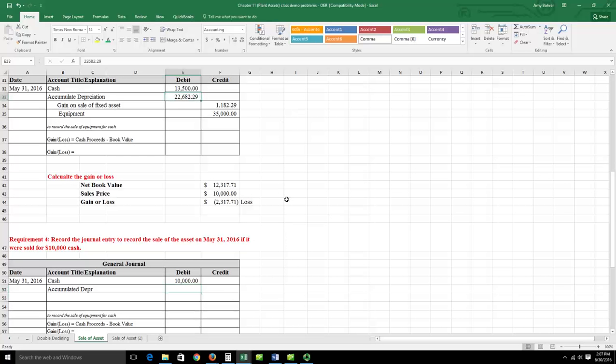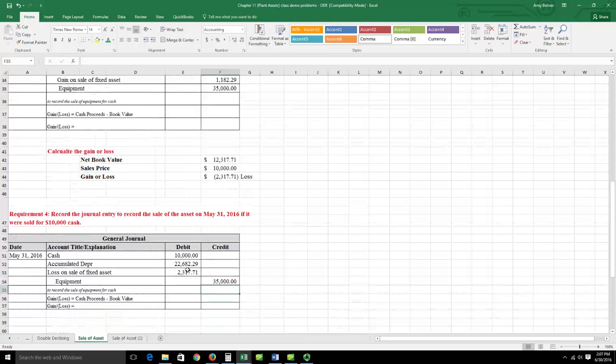And my accumulated depreciation is still $22,682.29. Now I have a loss, and losses on sale of assets are always debits. So I'm going to record that next because it is a debit, and all my debits always come first. And then I have to remove that piece of equipment, and it still had a cost of $35,000.